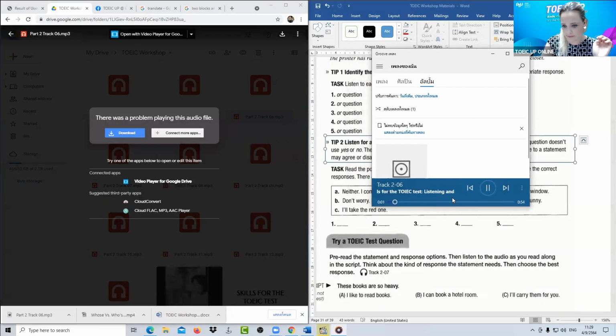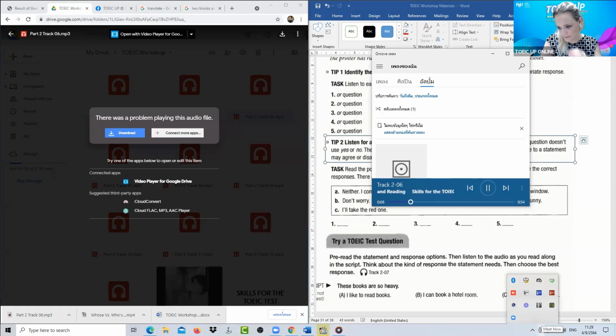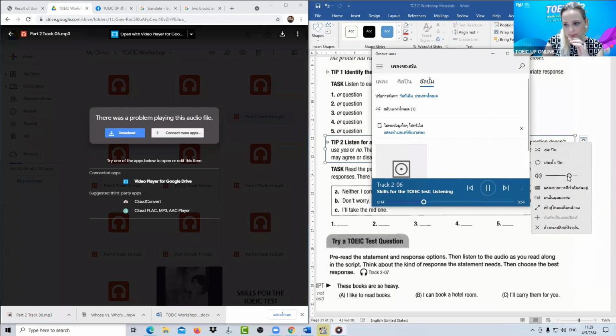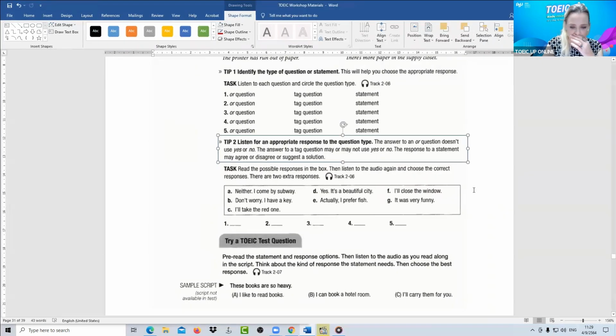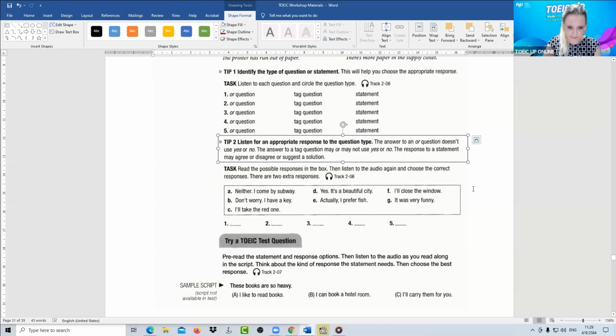Listening Part 2. Get it right. Other question types. Tip 1, task. Number 1. It's very cold in here. Number 2. You've been to Paris before, haven't you? Number 3. Do you drive to work or take the bus? Number 4. You like chicken, don't you? Number 5. The door is locked.